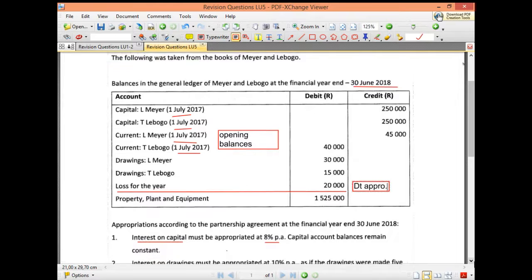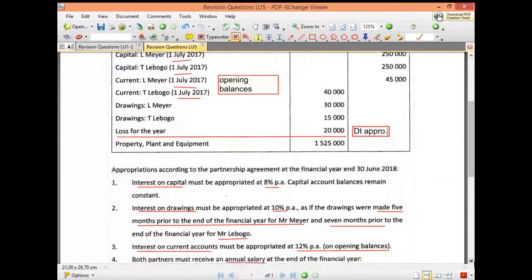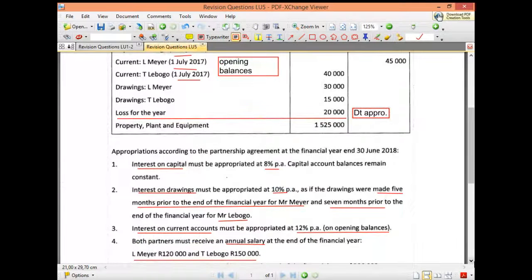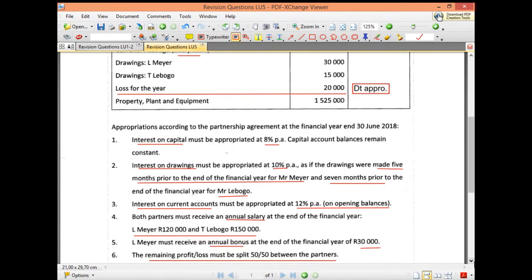Now let's see what other information they give us. So they tell us appropriations according to the partnership agreement. So that is partner-specific transactions which we still need to account for. So remember that the loss for the year is generally before we've taken into account any partner-specific transactions. So they tell you interest on capital must be appropriated at 8% per annum. Capital balances remain constant. So that means we use the capital balance as is, it hasn't changed.